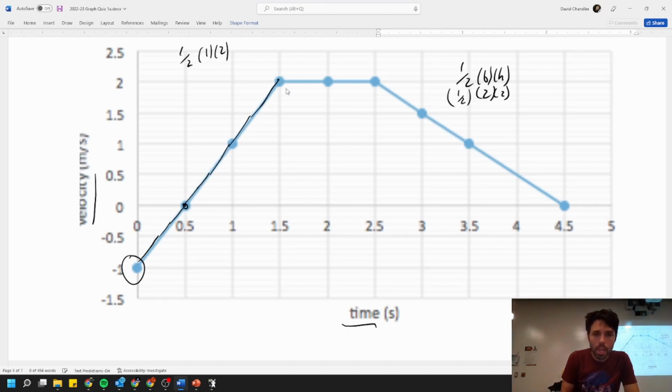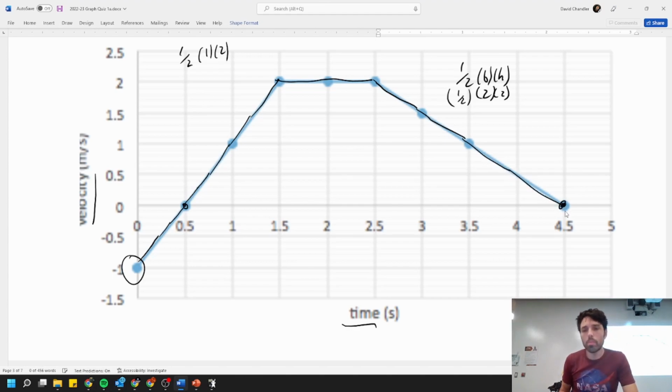We speed up, speed up. Suddenly we stop speeding up. Now we're going at constant velocity for 2 seconds, still moving forward, just not speeding up anymore. And then we slow down: 1.5 meters a second, 1 meter a second, a half meter a second, and then we stop at velocity 0 right there at the end.